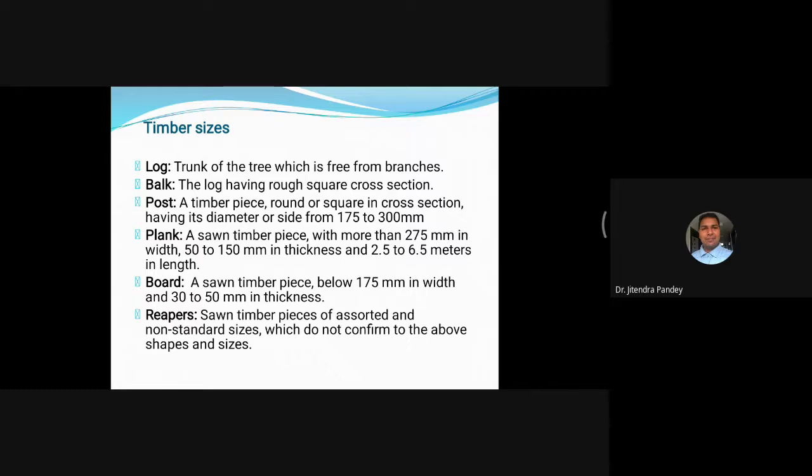And the post is one whose cross section may be round or square, but having a diameter of 175 to 300 millimeter. That is called the post. A plank is also a name of timber, but the difference is its thickness should be 50 to 150 mm, and the length must be approximately 2.5 to 6.5 meter.